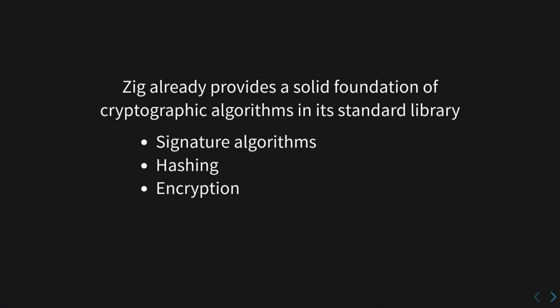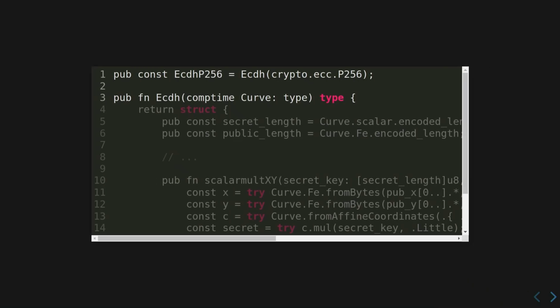So why did I choose Zig? I think one reason is that Zig already provides a solid foundation of cryptographic algorithms in its standard library, which is pretty nice. We have signature algorithms, which I need, hashing, and encryption, and the standard library also provides some data types for elliptic curves. When I started, there was no implementation of Diffie-Hellman using the elliptic curve P256, but it was pretty easy to implement a basic Diffie-Hellman in a few lines of code.